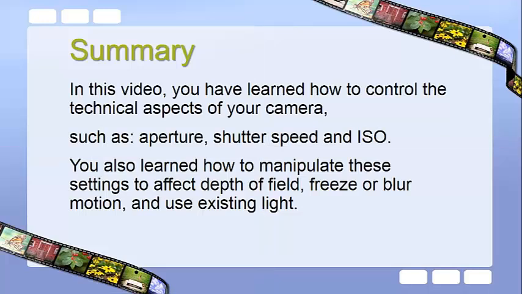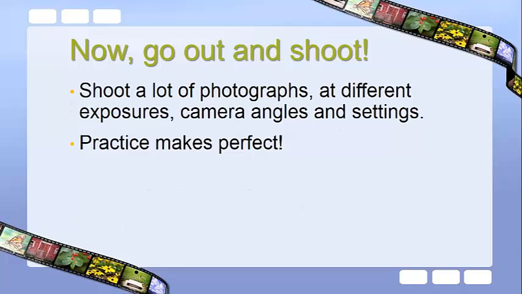In this video, you have learned how to control the technical aspects of your camera, such as aperture, shutter speed, and ISO. You also learned how to manipulate these settings to affect depth of field, freeze or blur motion, and use existing light.